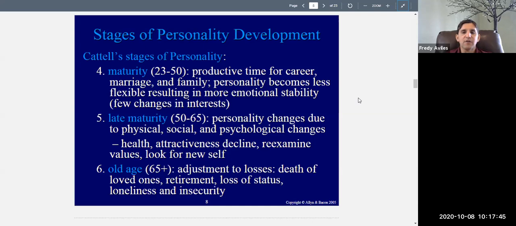Old age, 65 and onward, is a different time, usually not a very good time, right? You have to adjust to losses. During old age, you'll see people starting to die around you. You'll lose friends, loved ones, family members, and you have to adjust to this. Death of loved ones, retirement, you're probably retired during this time, and that's also a loss of status. For some people, a loss of income, because often when you retire, you get less money than you were making. Now you're on a fixed income and you're not going to get those increases anymore. So there are losses you have to adjust to, including loss of status.